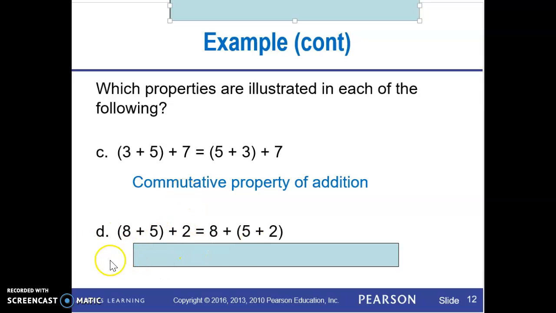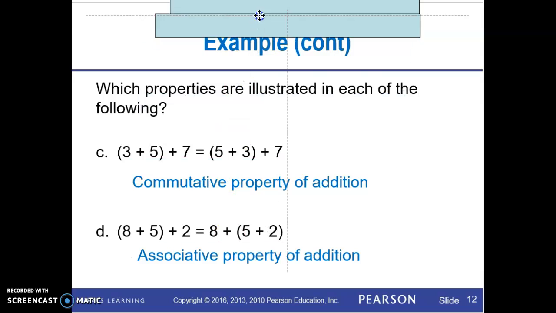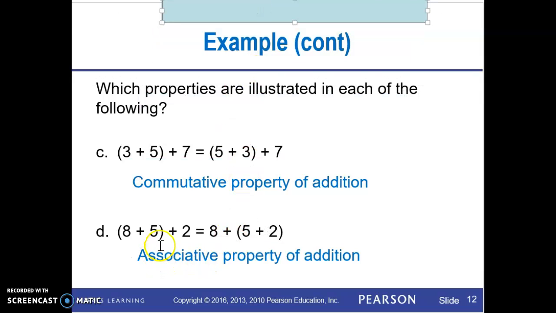All right, how about this one? (8 plus 5) plus 2 equals 8 plus (5 plus 2). All right, that one is the associative property. Notice that the grouping changed. 8 and 5 are hanging out, and here 5 and 2 are hanging out, but the order 8, 5, 2, 8, 5, 2 did not change.